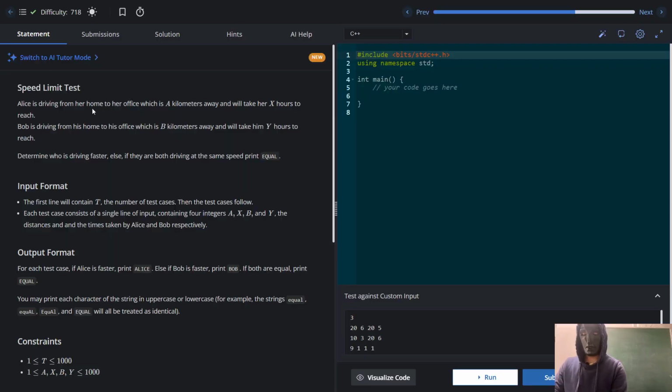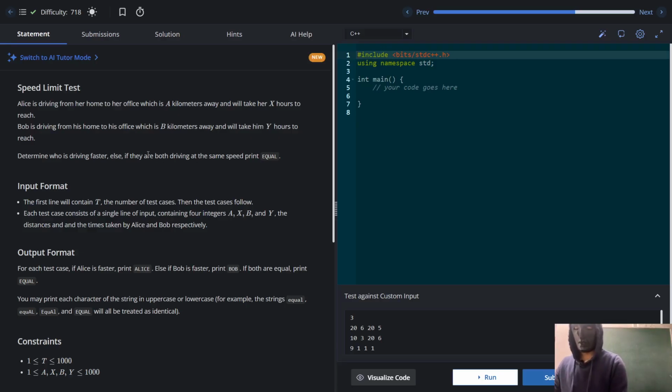Alice is driving from her home to her office, which is a kilometers away from her house, and will take X hours to reach. Bob, on the other hand, is traveling from his home to his office, which is b kilometers away, and will take y hours to reach. Determine who is driving faster. Else, if they are both driving at the same speed, print equal.